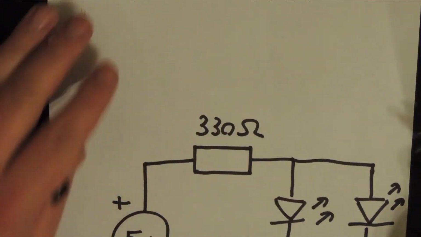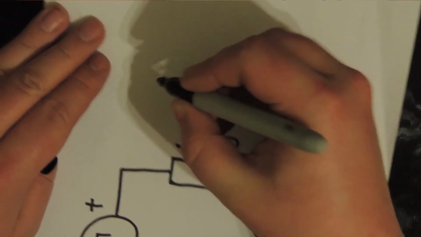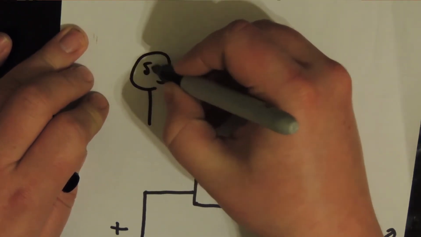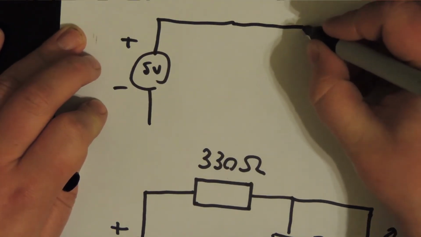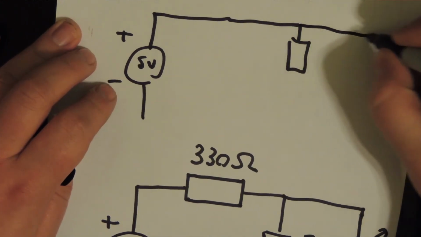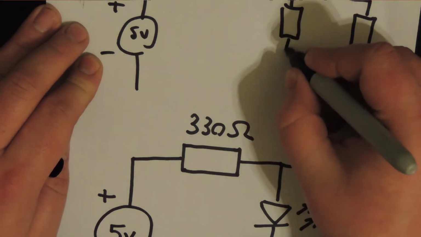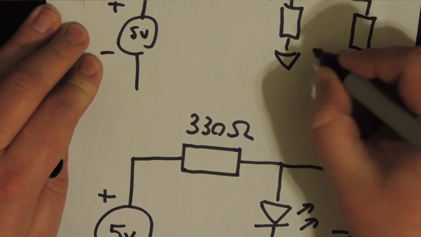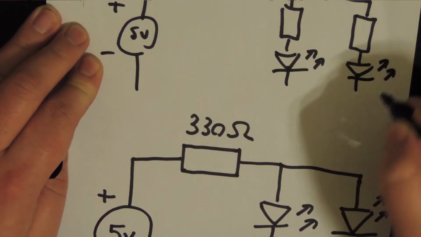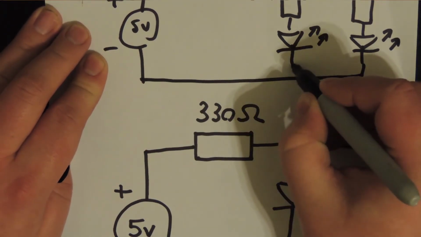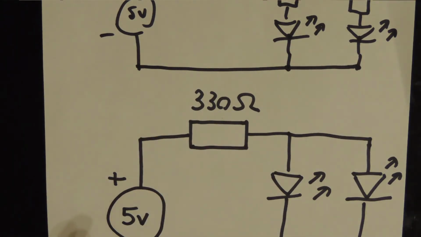The correct way to do this is actually to give each LED its own resistor. So we're going to go ahead and draw another diagram. And we have each LED and resistor in parallel, like this. This means that each LED will only draw the current that it needs to.